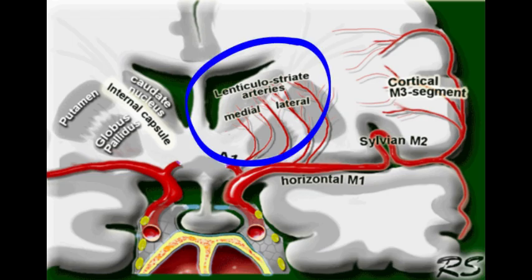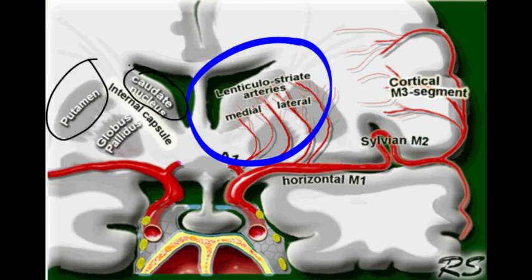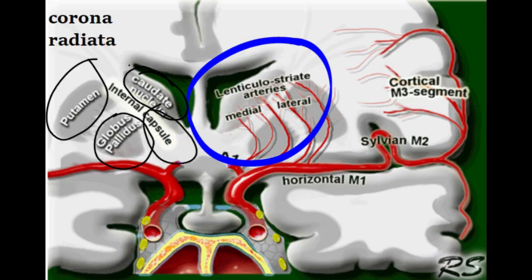Now, these supply deep structures and they include 1. The putamen, 2. The head and body of the caudate nucleus, 3. The external part of the globus pallidus, 4. The posterior limb of the internal capsule, and 5. The corona radiata. Infarcts in these regions typically produce pure motor strokes without cortical signs like aphasia or neglect.